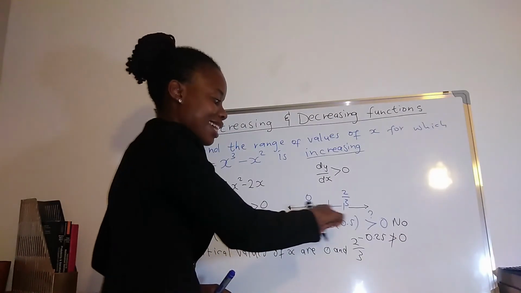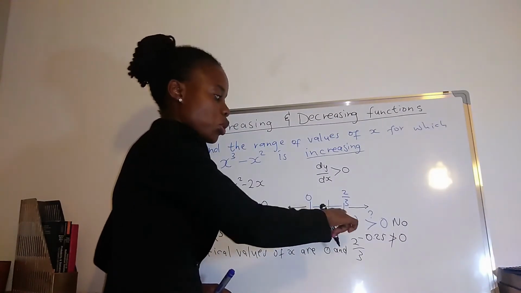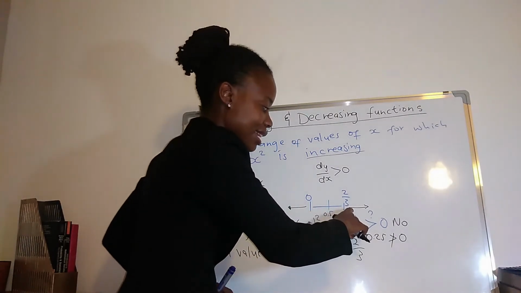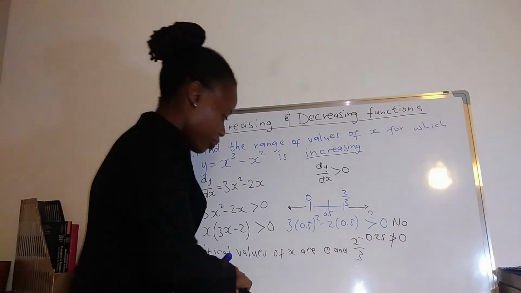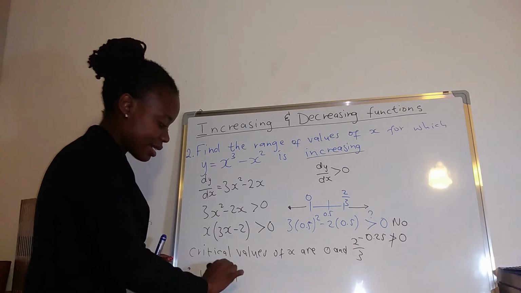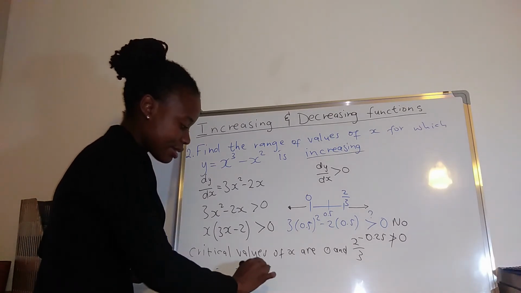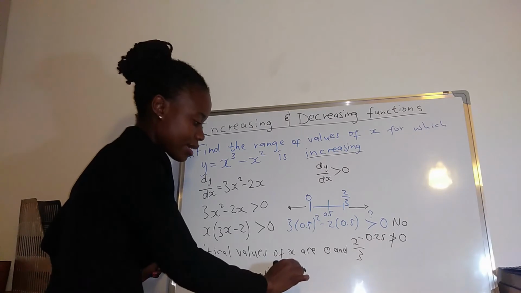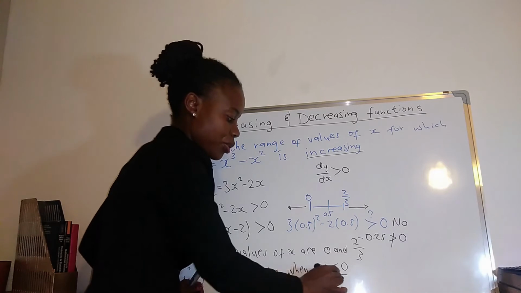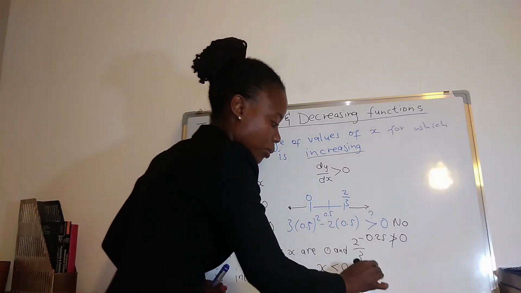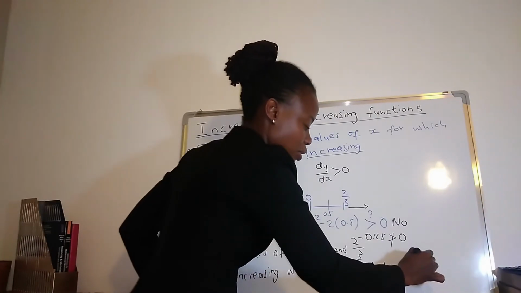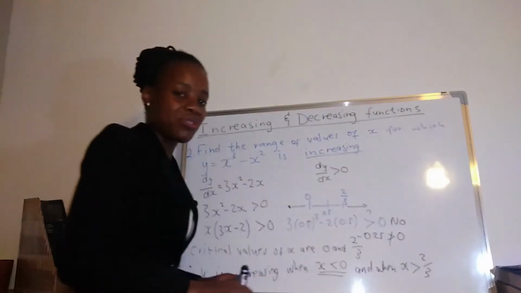So it means that here is not an increasing function between 0 and 2 over 3. It's decreasing. So if it's decreasing here, it means that it's increasing this side and this side. Therefore, y is increasing when x is less than 0 and when x is greater than 2 over 3. This is our final answer.